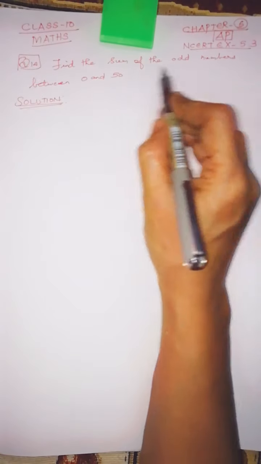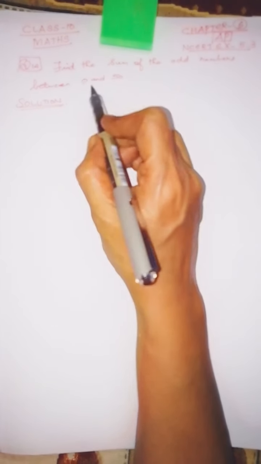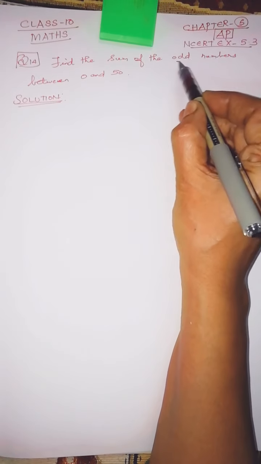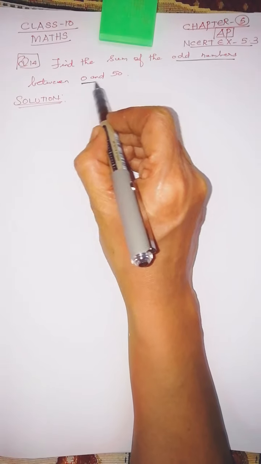In today's session, I am going to solve question number 14, that is from your NCERT exercise 5.3, chapter 5, arithmetic progressions. Find the sum of the odd numbers between 0 and 50. Sum of the odd numbers between 0 and 50.